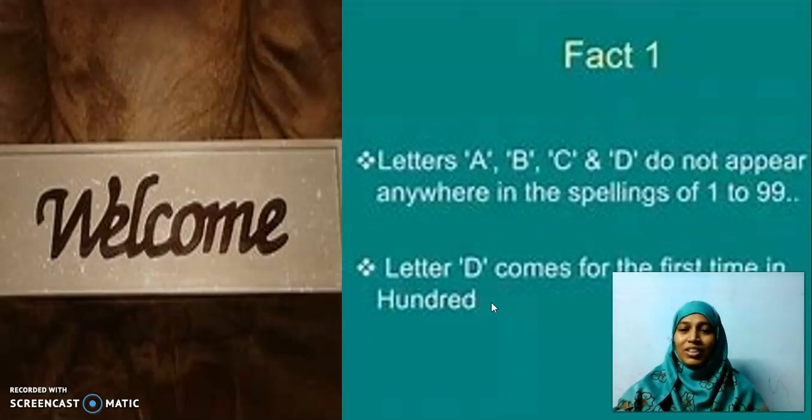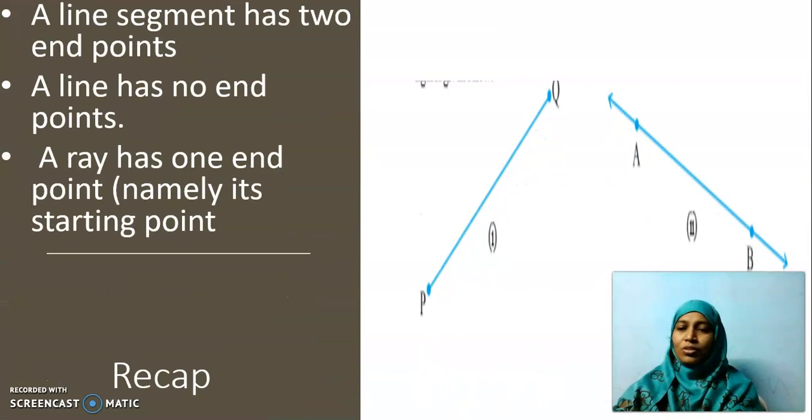Yes, children. With this excitement, let us get into today's class. Yes, it's about lines and angles. Let us have a small recap of all the previous knowledge.